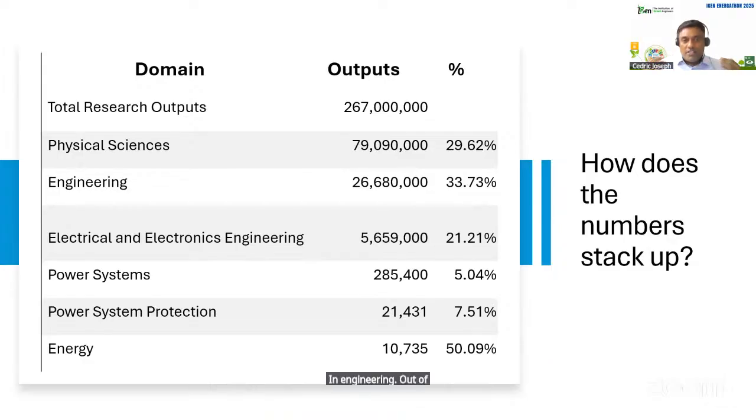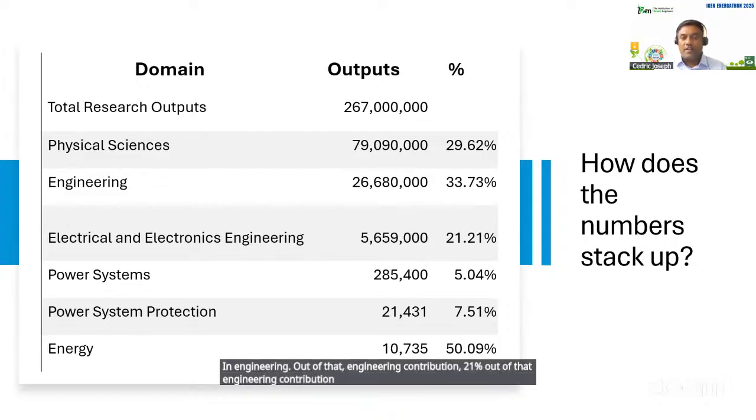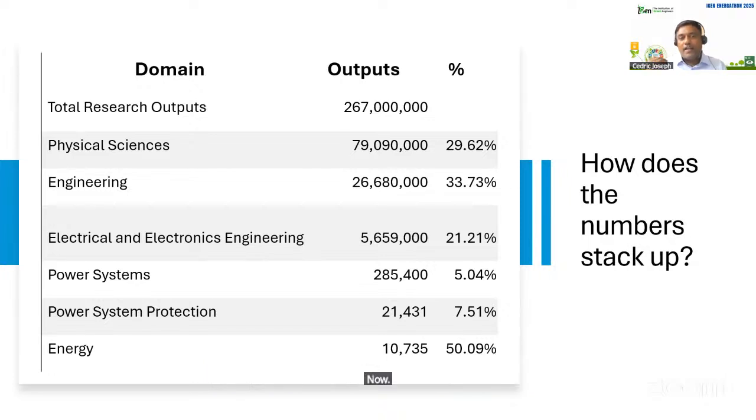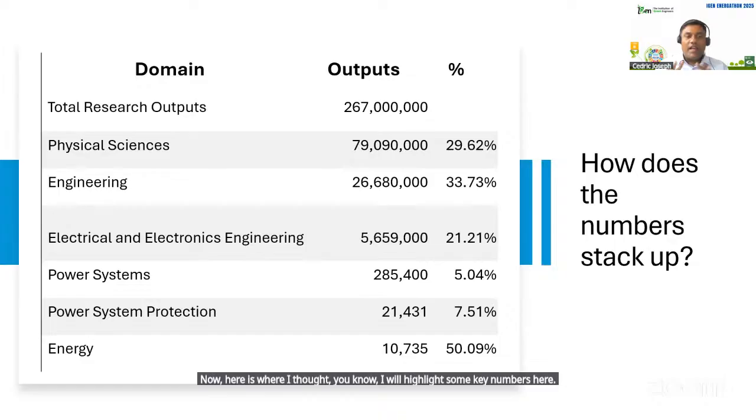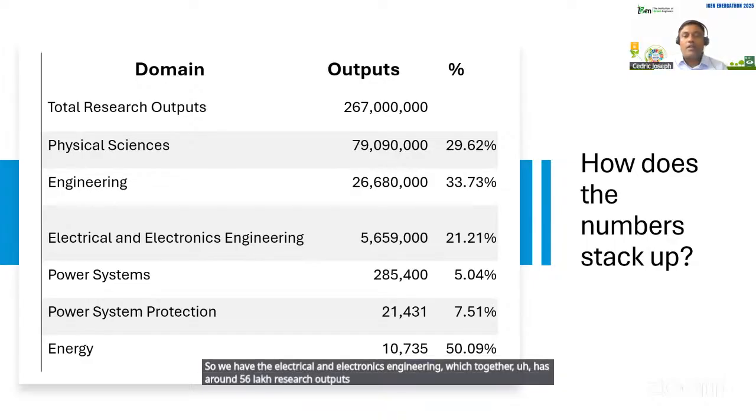Out of that engineering contribution, 21 percent, which roughly translates to 56 lakh research outputs, has come from electrical and electronics. Now, here is where I thought I would highlight some key numbers. So electrical and electronics engineering together has around 56 lakh research outputs across the globe, including all researchers, not just from India.